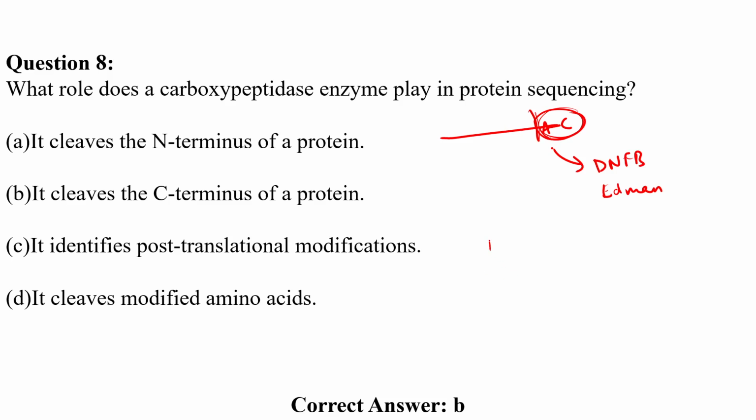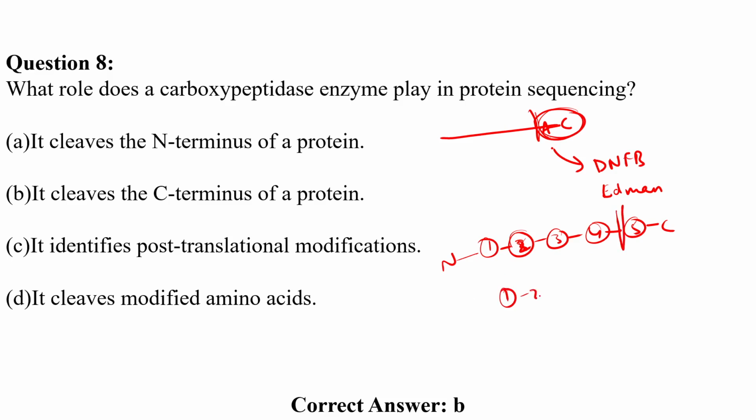So basically, if I have a peptide with 1, 2, 3, 4, and then 5. Okay, so this is the C terminus, this is the N terminus. So once I react this peptide with carboxypeptidase, this part will get cleaved off.